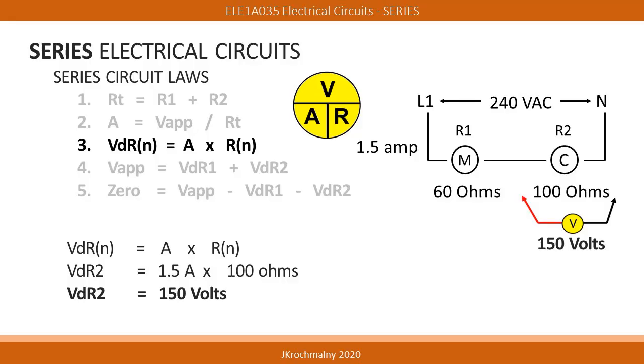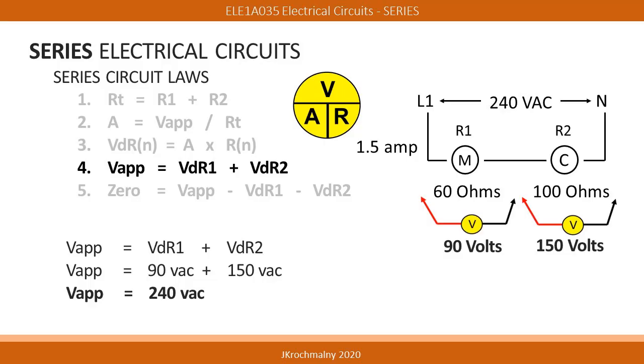1.5 amps multiplied by 100 ohms of resistance of the R2 load gives us a voltage drop across that load of 150 volts. We use the fourth law of series circuits to find the applied voltage of the circuit. The 90 volts dropped across load R1 added to the volts dropped across the R2 load of 150 volts equals the applied voltage of 240.